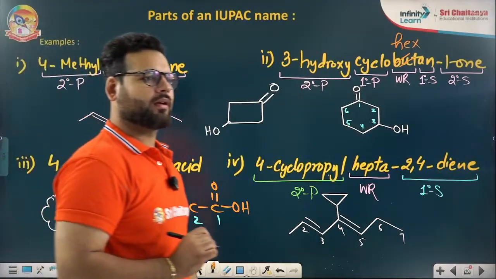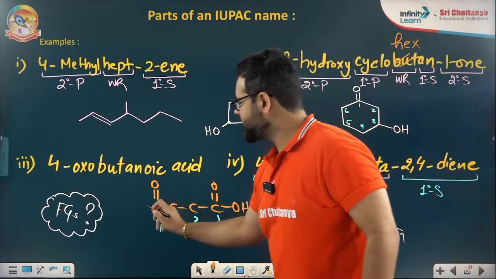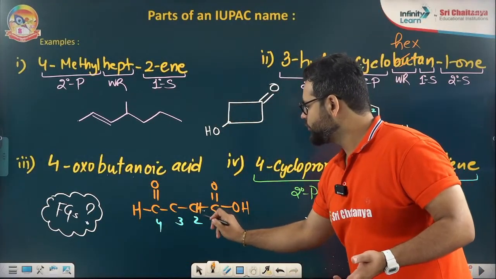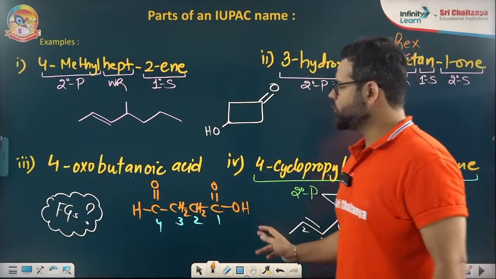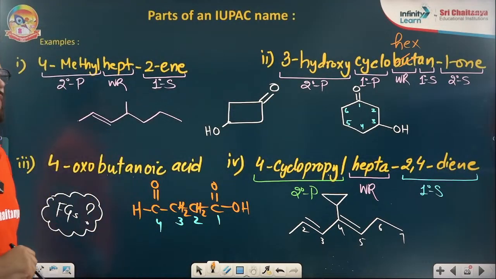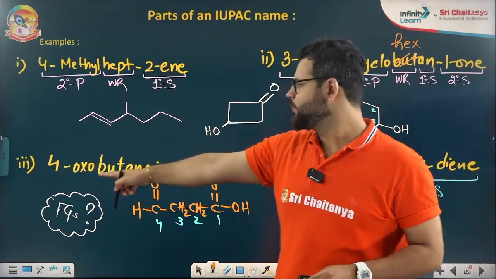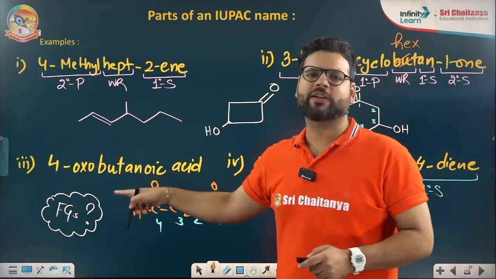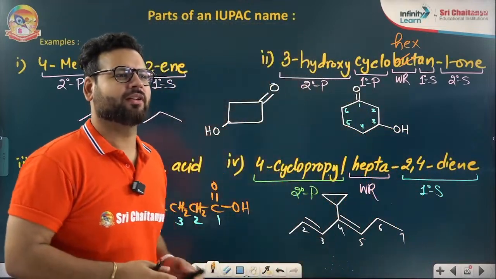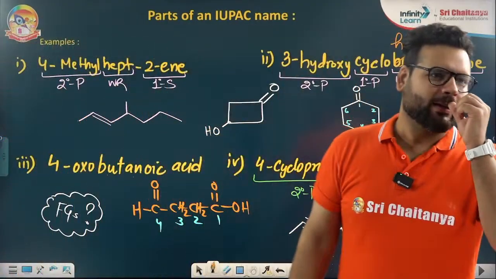So, don't make the mistake. Now, it's not a ketone, it's an aldehyde. There should be an H to complete the valencies of carbon. So this will be COOH, CH2, CH2, CHO. Don't make this mistake. So 4-oxo is a secondary prefix, butan is the word root, ane is a primary suffix, oic acid is a secondary suffix.